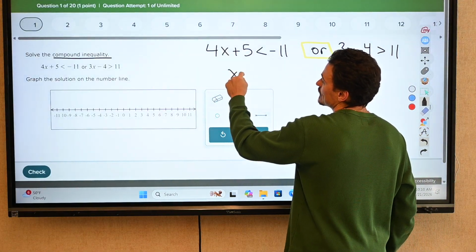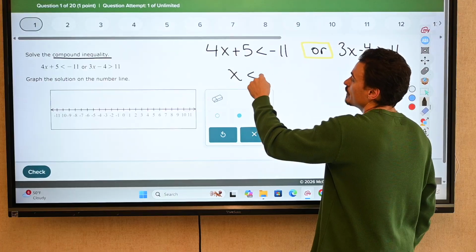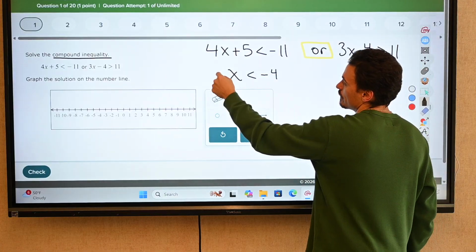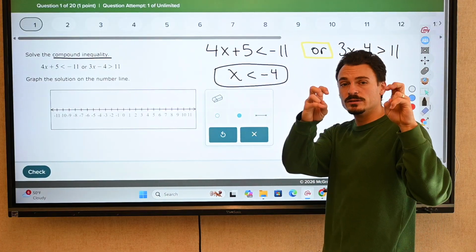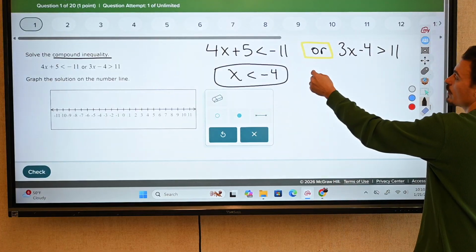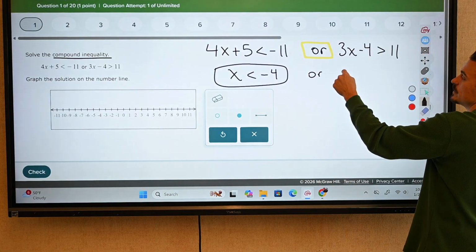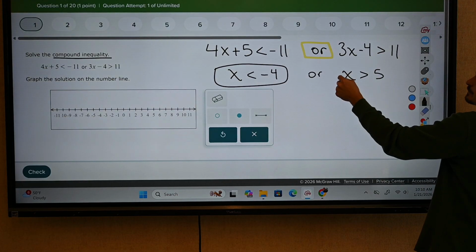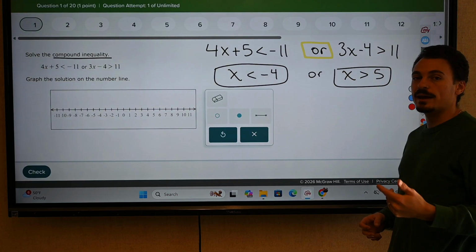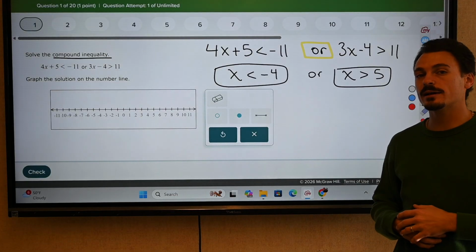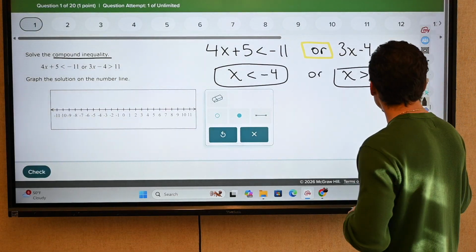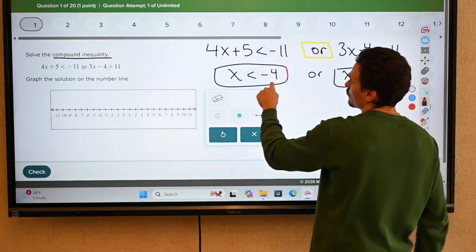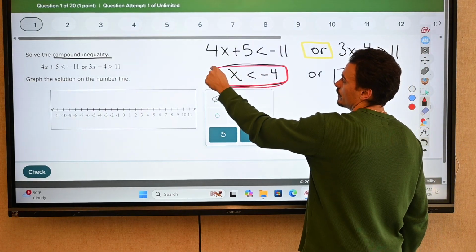So this one you get x is less than -4 as your answer for x, or you have this one where x is greater than 5. I solved those in my head. If you need help solving those, you need to go back and watch that previous video.